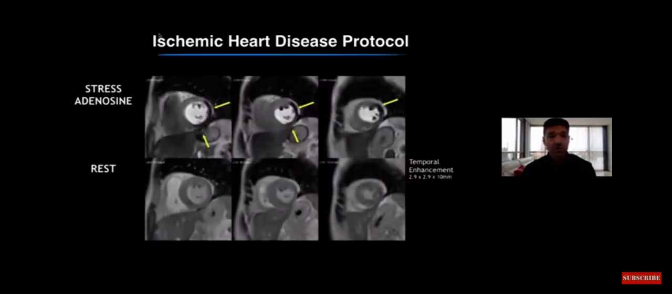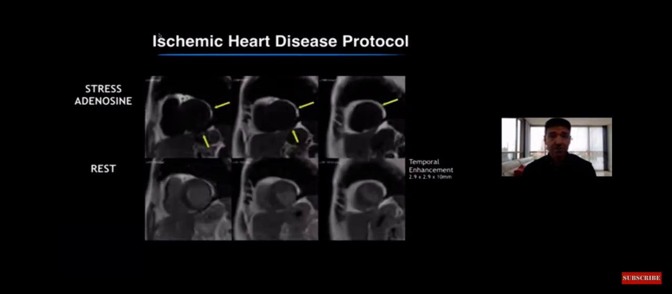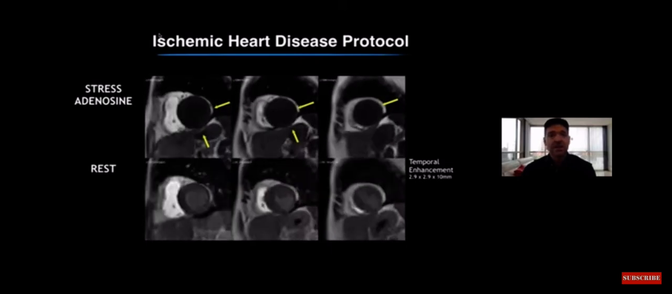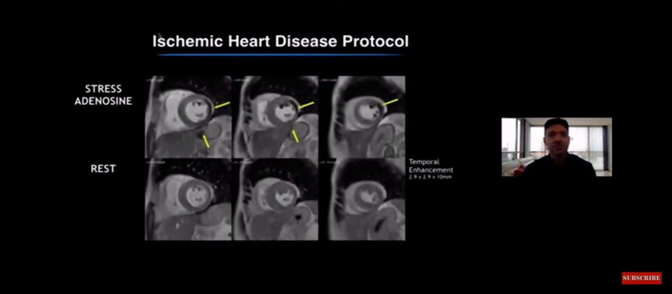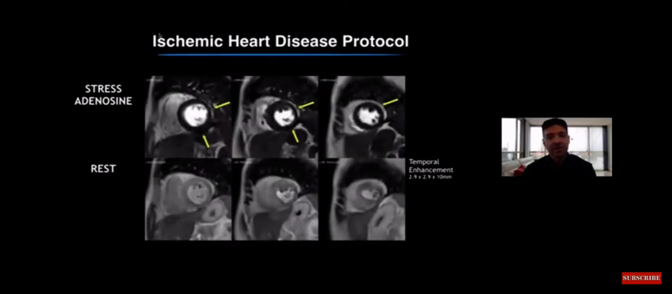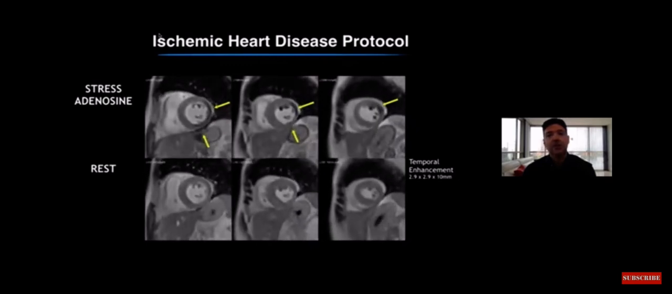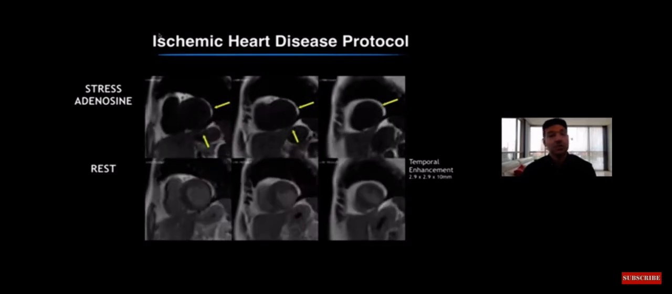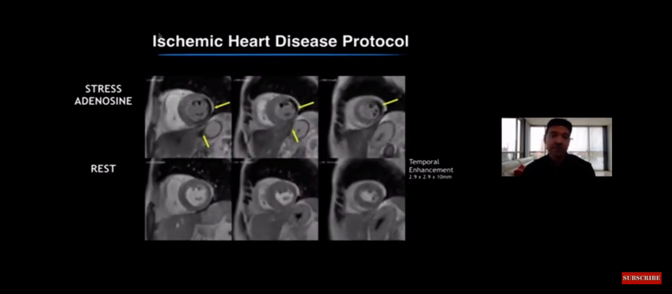So the protocol is complete with first pass perfusion sequence at stress compared to rest images, and an extensive inducible perfusion defect was revealed in the inferior and lateral territory, denoting a coronary flow-limiting stenosis in 2 cardiac territories that should be treated to prevent further damage.